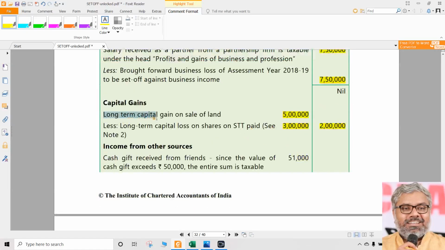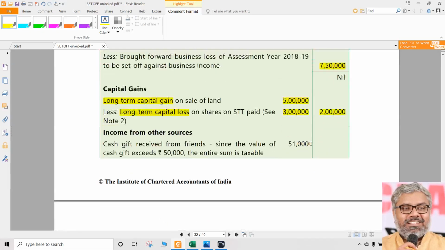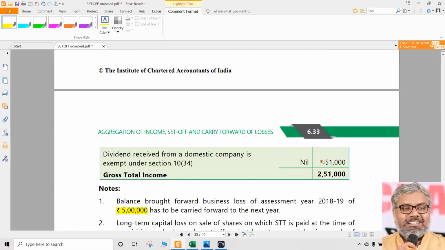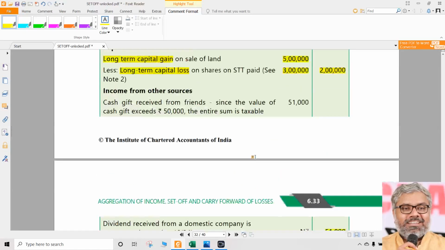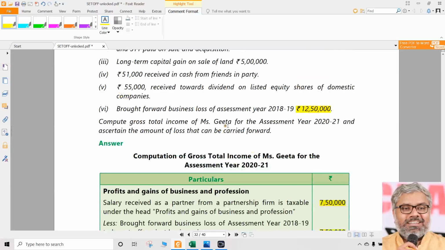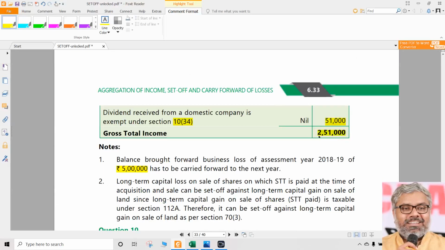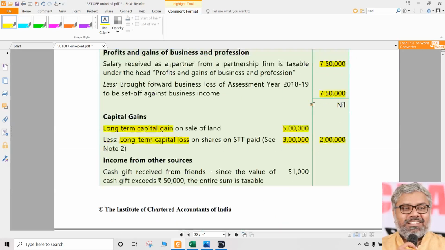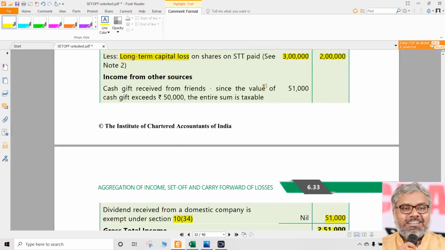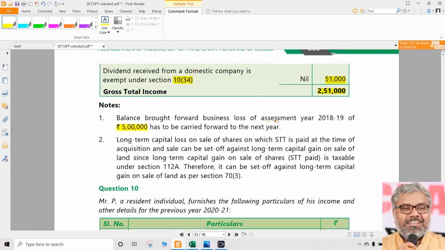So what is available under the capital gains head here? Long-term capital gain and long-term capital loss, which can be set off against each other. Then there is income from other sources, 51,000, which is automatically taxable. And this dividend of 55,000 is exempt under section 10(34). Once you write all these points, gross total income is 2 lakhs 51,000: nothing from PGBP, 2 lakhs from capital gains, and 51,000 from income from other sources.